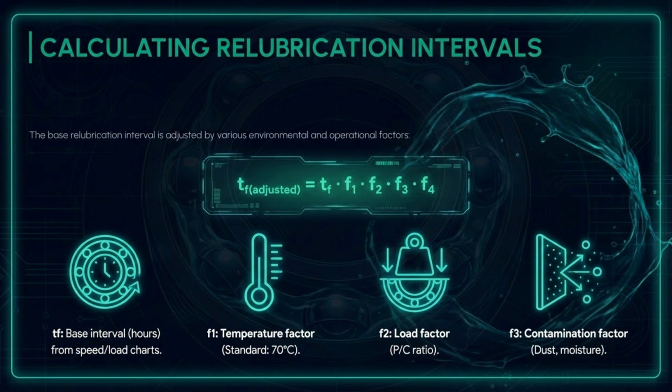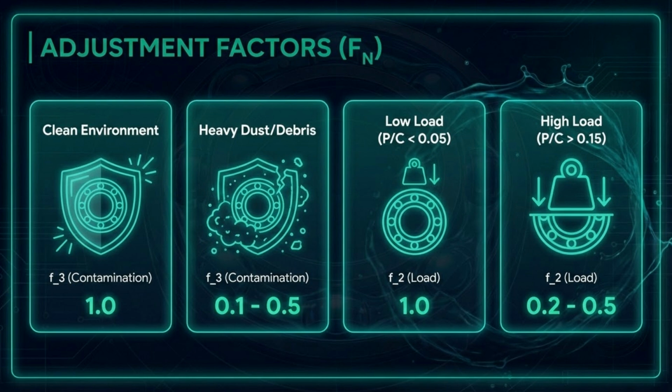Calculating relubrication intervals involves adjusting the base interval using factors for temperature, load, and contamination. These factors, F1, F2, and F3, modify the base interval, TF. Adjustment factors, FN, are used to account for environmental and operational conditions. For example, heavy dust dramatically reduces the factor, while low loads may not require adjustment.